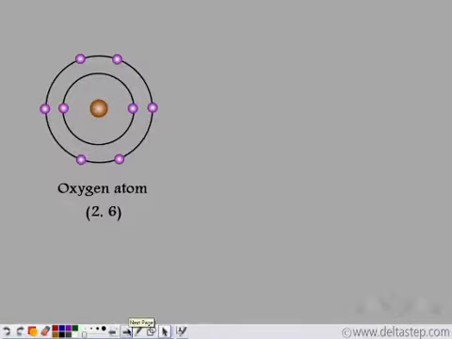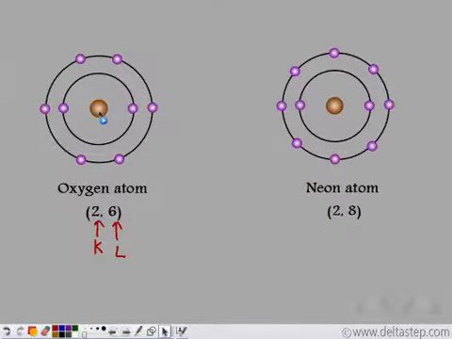So for oxygen, the electronic configuration is 2, 6. That is, the first shell, or the K shell, has 2 electrons and the second shell, or the L shell, has 6 electrons. Similarly, if we have a neon atom, it has 10 electrons. So the first shell can have 2 electrons and the remaining 8 electrons are present in the second shell, that is the L shell.